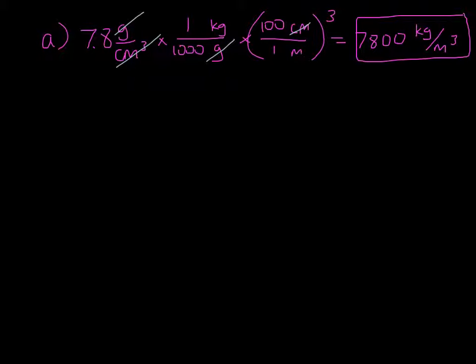One of the easiest things you can remember, instead of going through the whole conversion again, is if you're ever given the density in units of grams per centimeter cubed, you can just multiply it by 1,000, and that will convert it into kilograms per meter cubed.